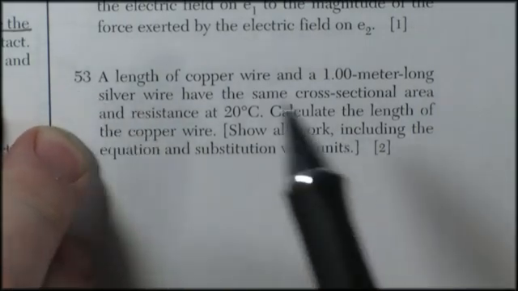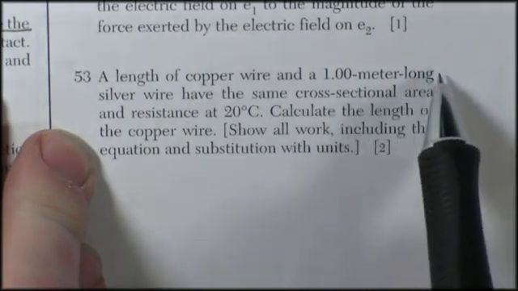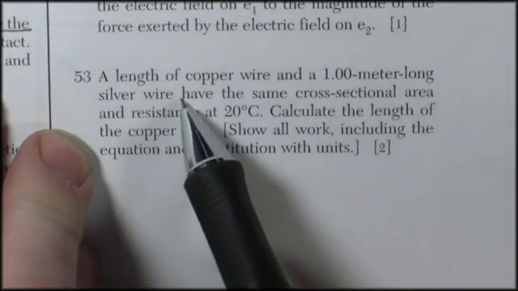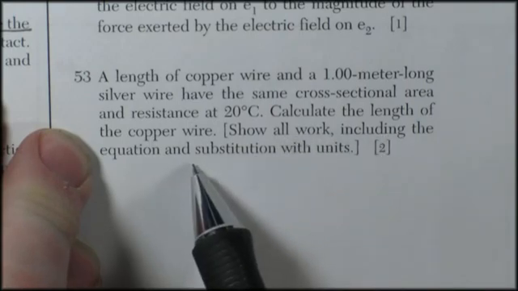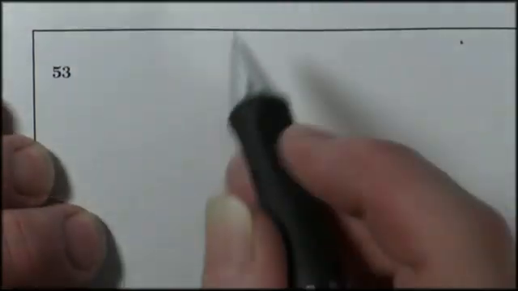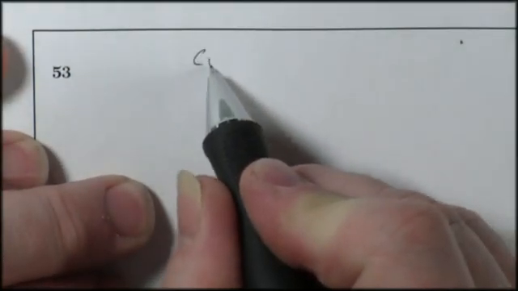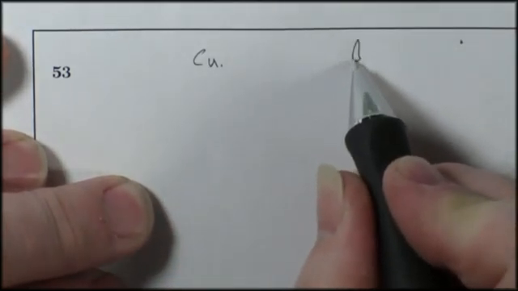Question 53. A length of copper wire and a 1 meter long silver wire. So I got two pieces of wire here. I'm going to have to show all my work, equation, substitution with units, and I'm just going to start writing stuff now. Alright, so I've got copper and silver. What's that, Ag?